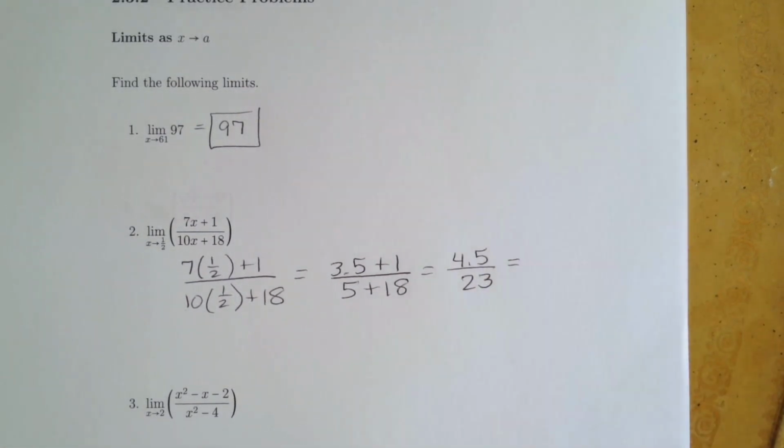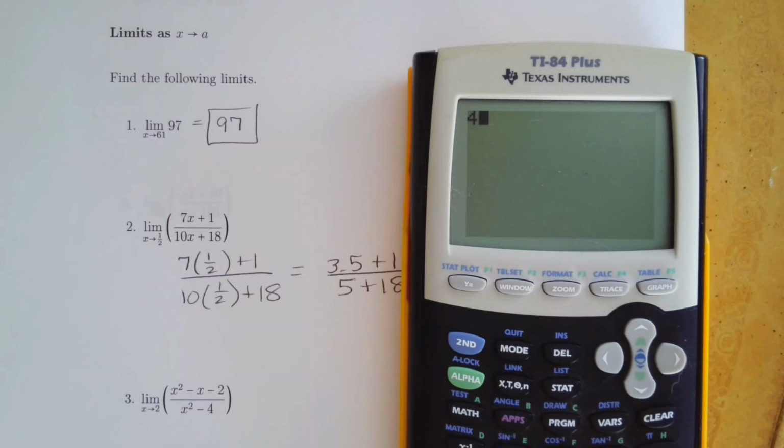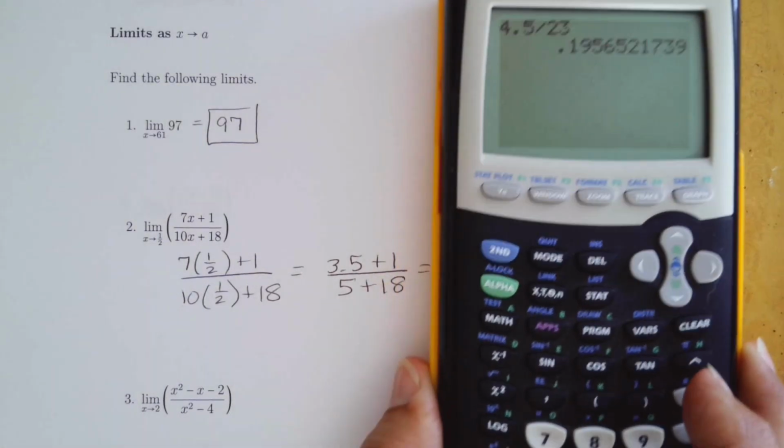Okay. So 4.5 divided by 23. Let me do that on my calculator. It's dark over there. So 4.5 divided by 23. All right, so we get that decimal. Hawks most likely is going to want you to write a fraction answer. So again, I can change this to a fraction.